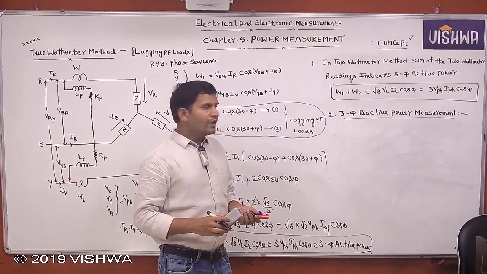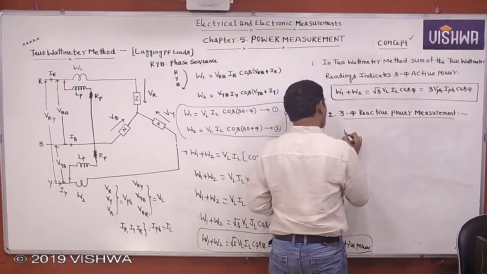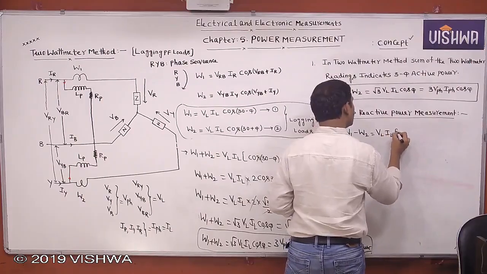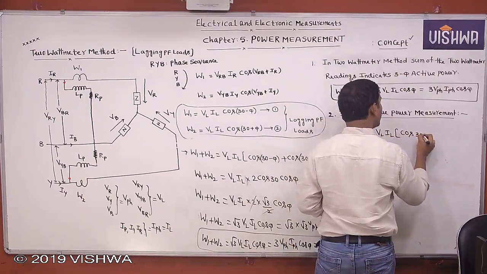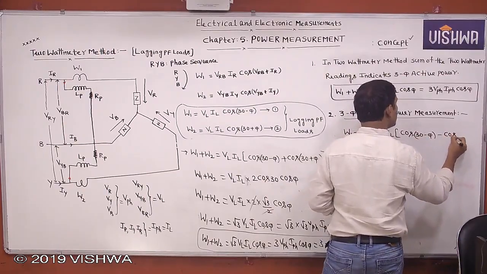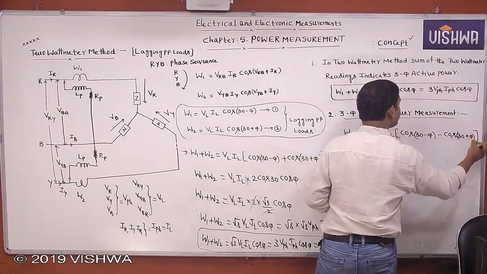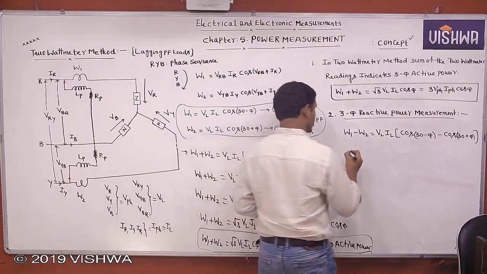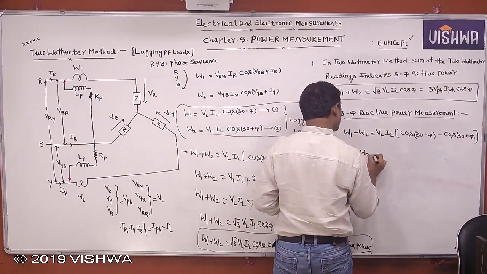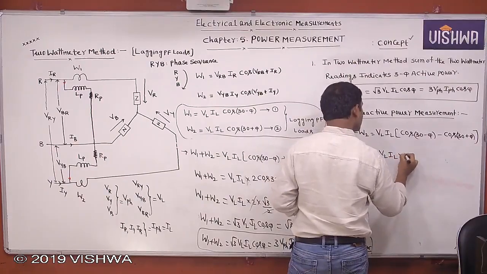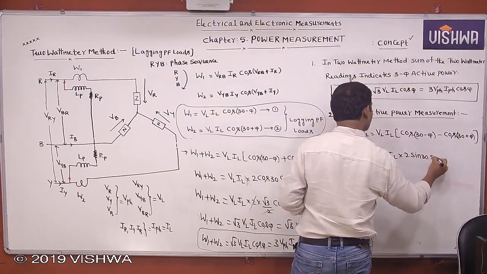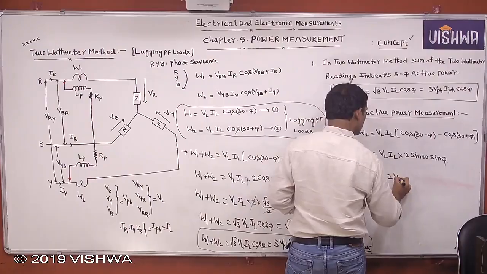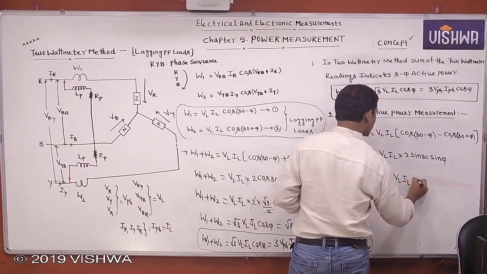Then how to measure the 3 phase reactive power? For that you do this: W1 minus W2 equals VL IL [cos(30 minus phi) minus cos(30 plus phi)]. Then cos(A minus B) minus cos(A plus B) gives W1 minus W2 equals VL IL 2 sin A sin B, 2 sin 30 sin phi. Then W1 minus W2 equals VL IL sin phi.